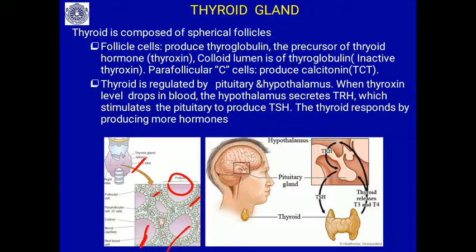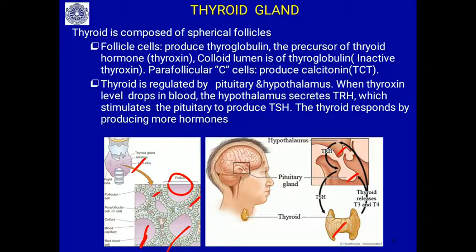You have already studied the role of the hypothalamus in regulating the endocrine glands through the pituitary. The hypothalamus secretes TRH, thyrotropin releasing hormone, and in response the pituitary secretes the hormone TSH, thyroid stimulating hormone. TSH is responsible for the growth and functioning of the thyroid gland.